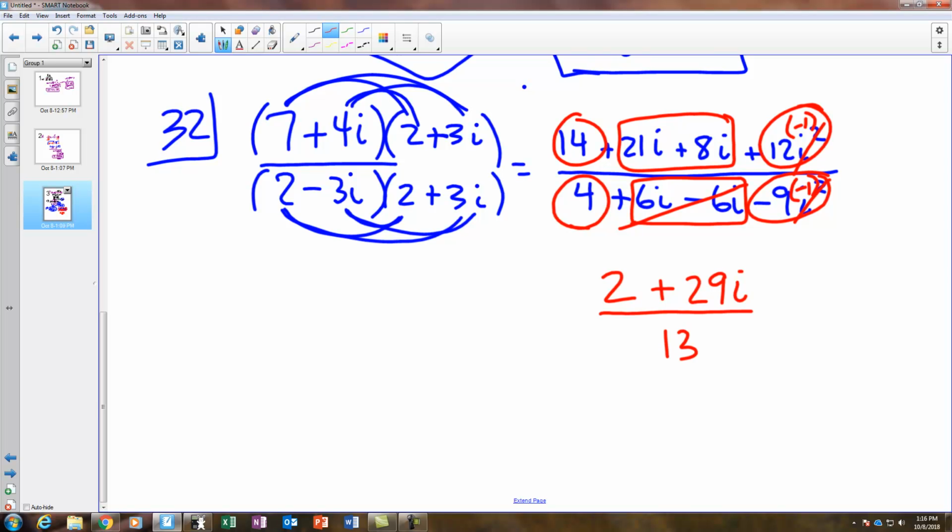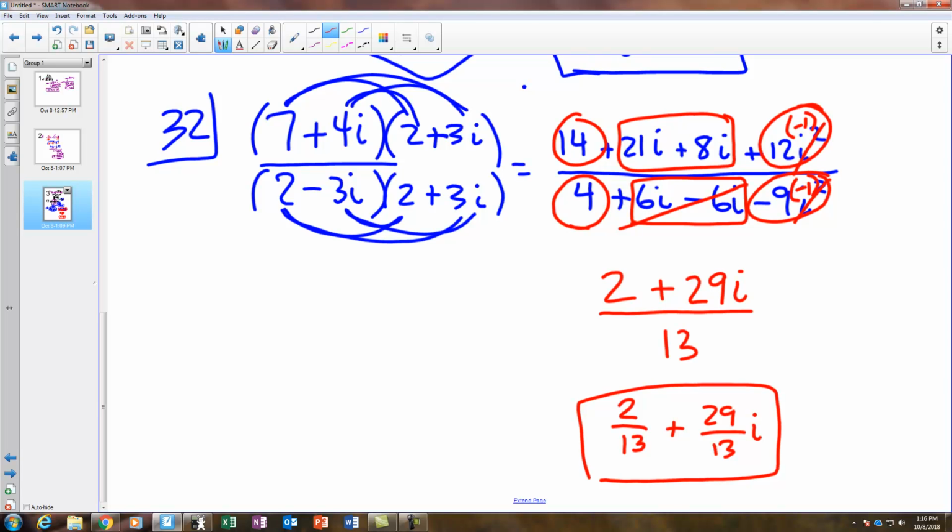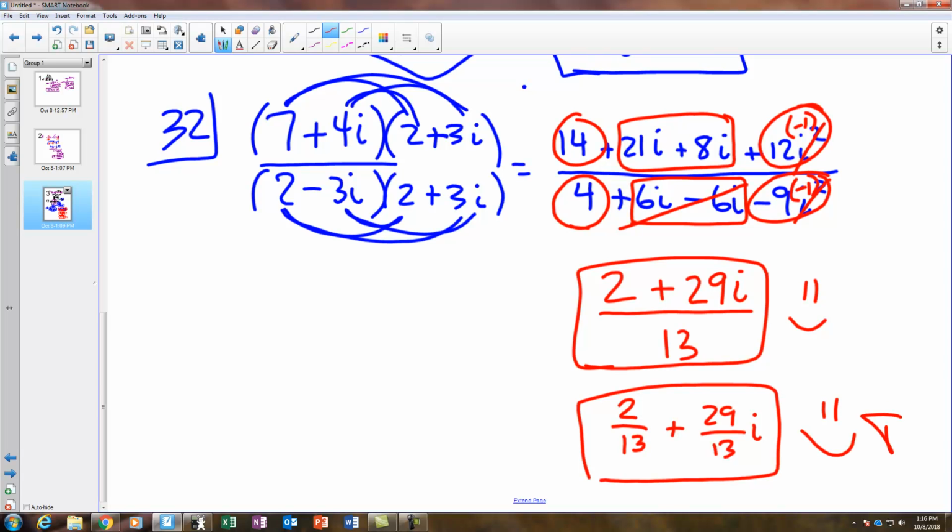Now, this is a pretty good, happy version of the answer. You could also write 2 over 13 plus 29 over 13 with the i sticking out. This is the textbook standard form way to write it. I'm not going to mark this wrong. This is okay. But this is like gold star, best way to write your answer as separate fractions. Because really we want to separate the real piece from the imaginary piece. And that's why we separate it like that. But that's it. I mean, that is as hard as it gets.